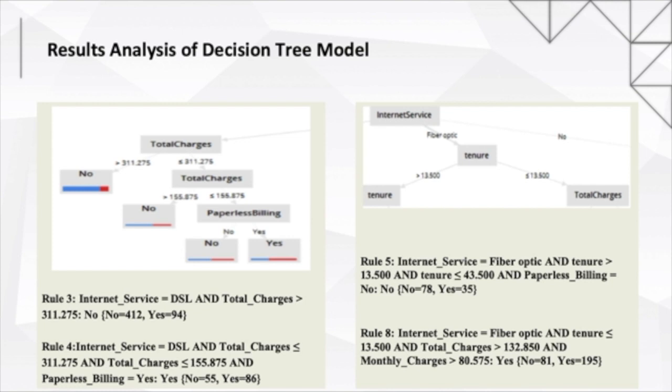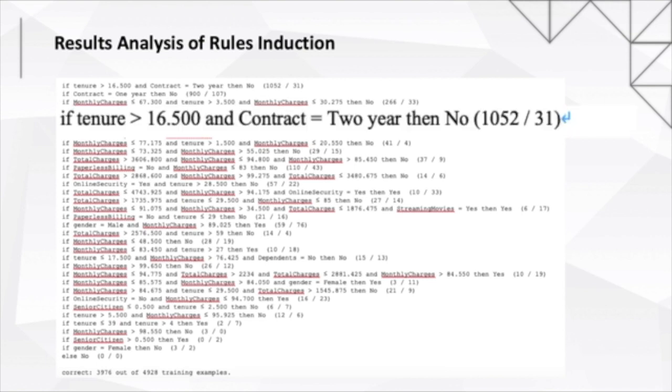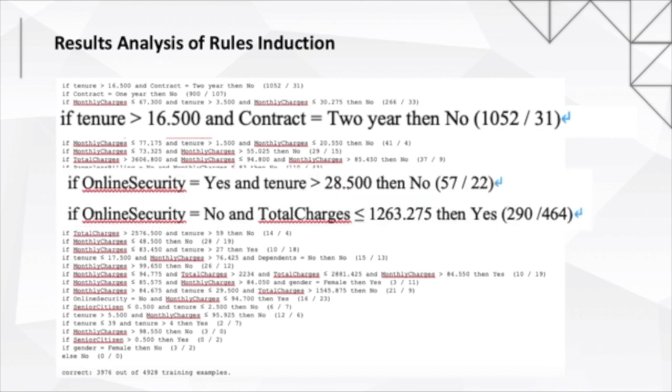Okay, now let's look at our results from the rule induction model. Totally, there are 33 rules generated. I will introduce some rules that are consistent with our decision tree model results. First one, this means if the tenure is greater than 16.5 months and the contract is 2 years, customers will not be churned.